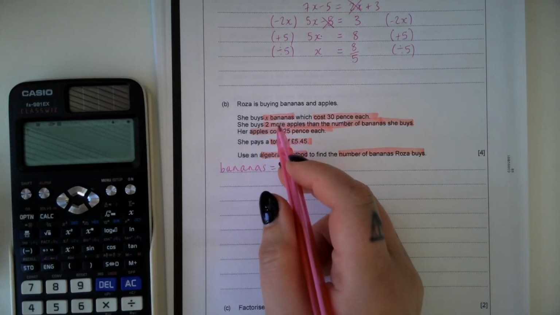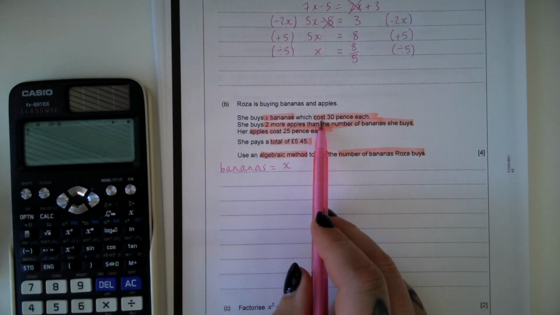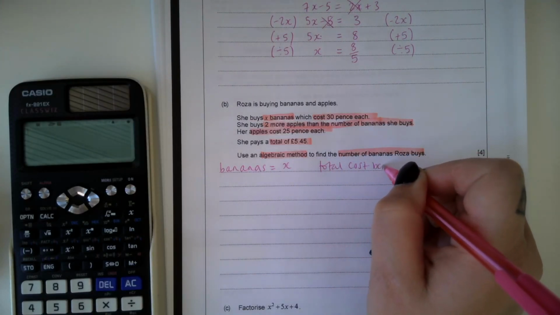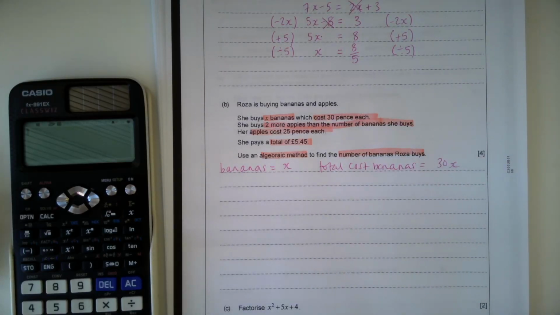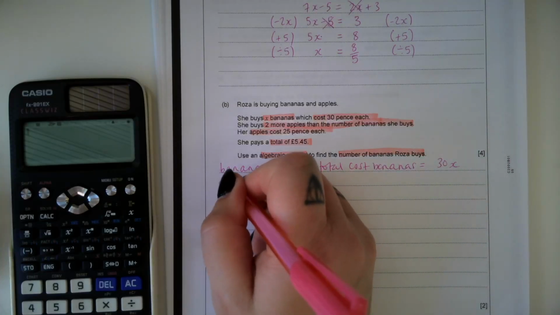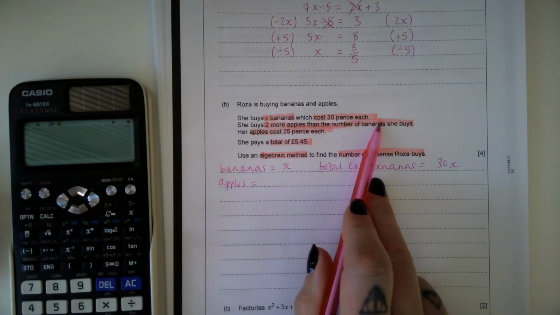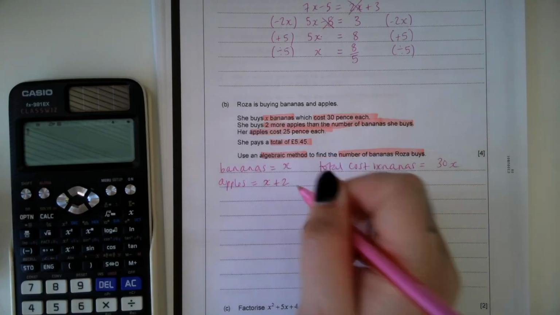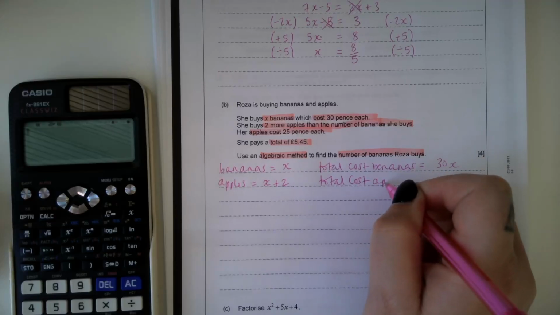Okay, so the number of bananas that she buys is x. But then they tell us that the total cost is 30 pence per banana. So we can also write an expression for the total cost of bananas, which is that 30 pence multiplied by the number of bananas, which is x. Okay, let's form an expression for the number of apples that she buys. So it says she buys 2 more apples than the number of bananas. So if the number of bananas is x and she buys 2 more apples, we can write that as x add 2.